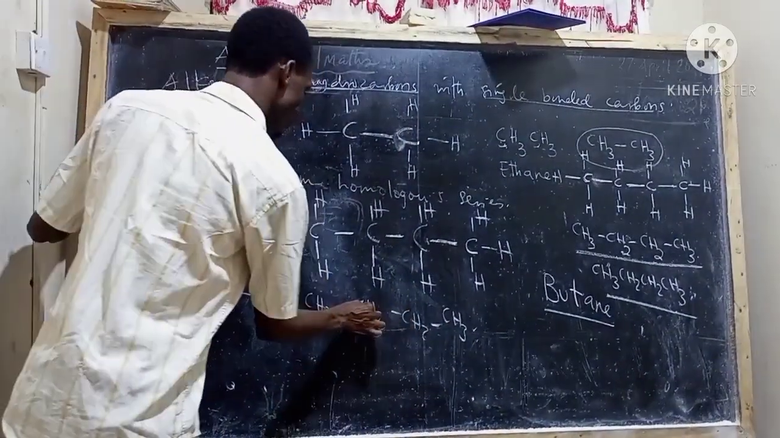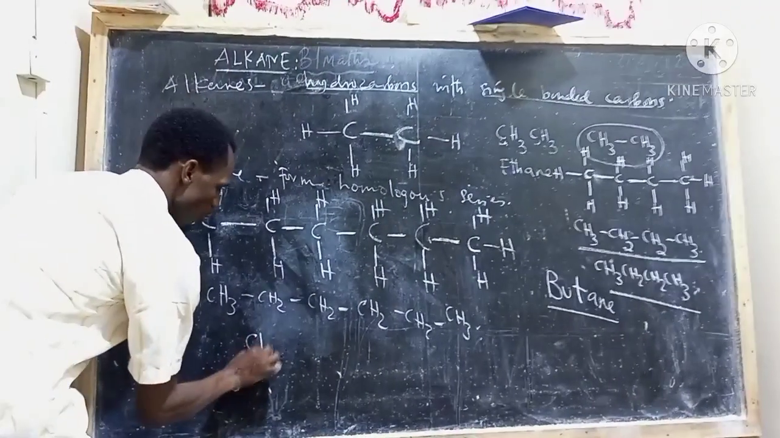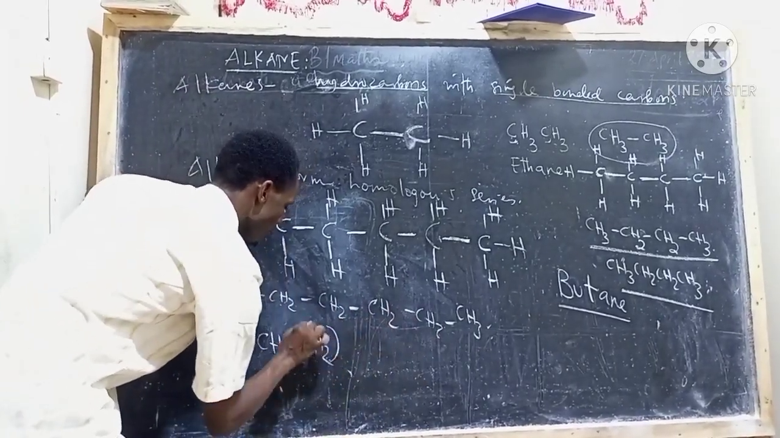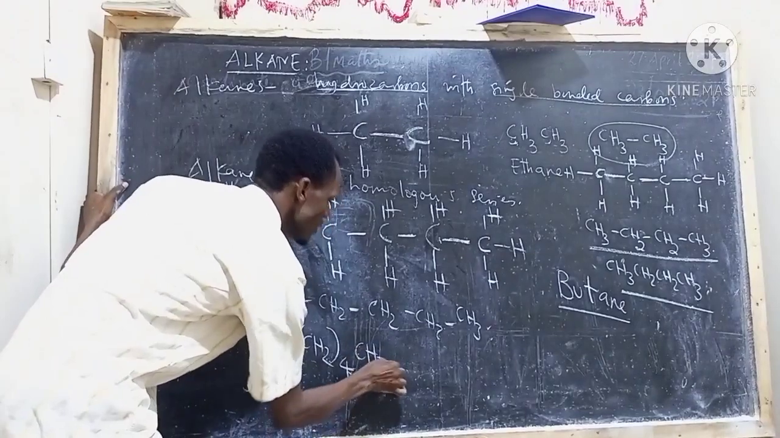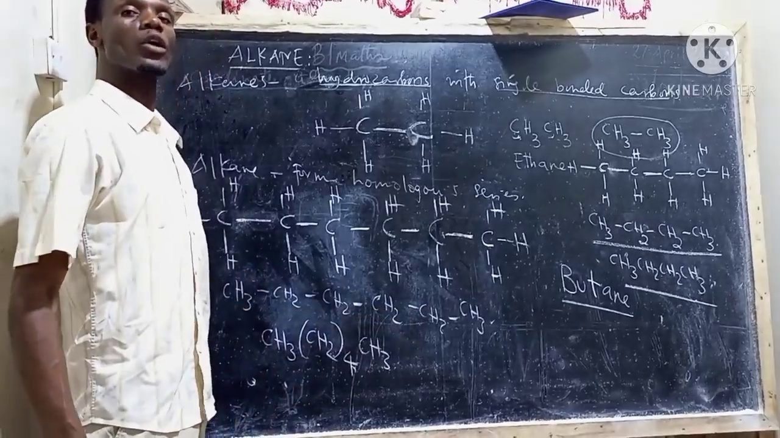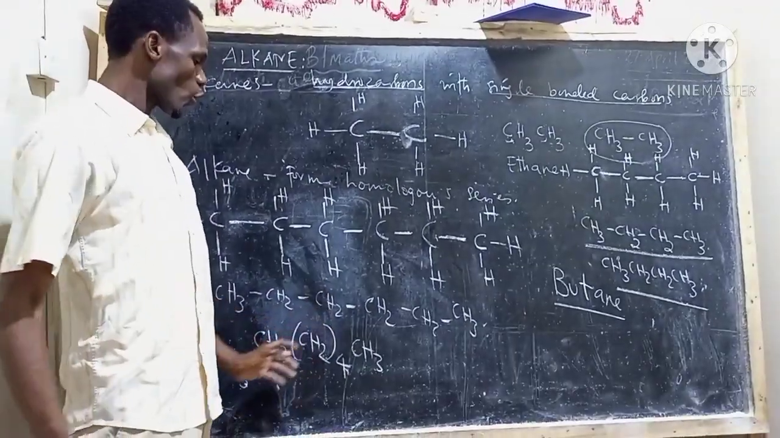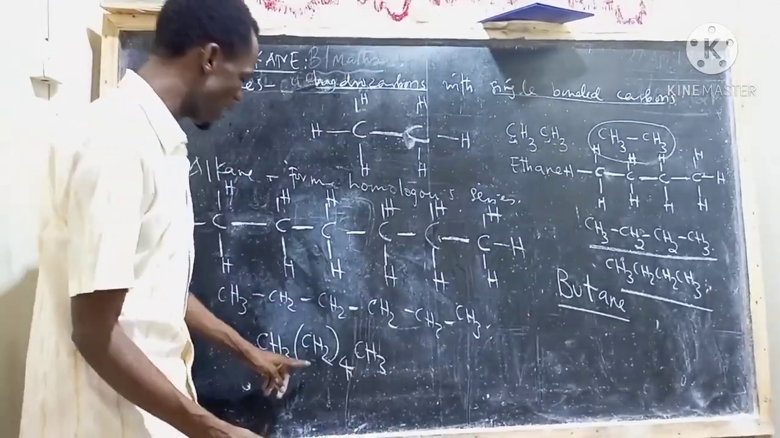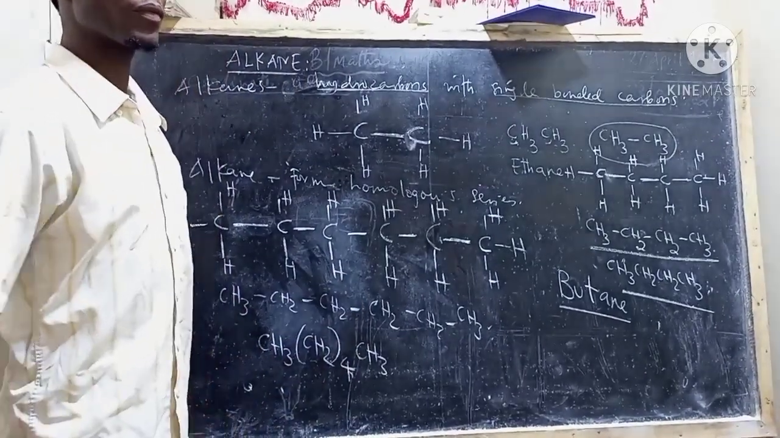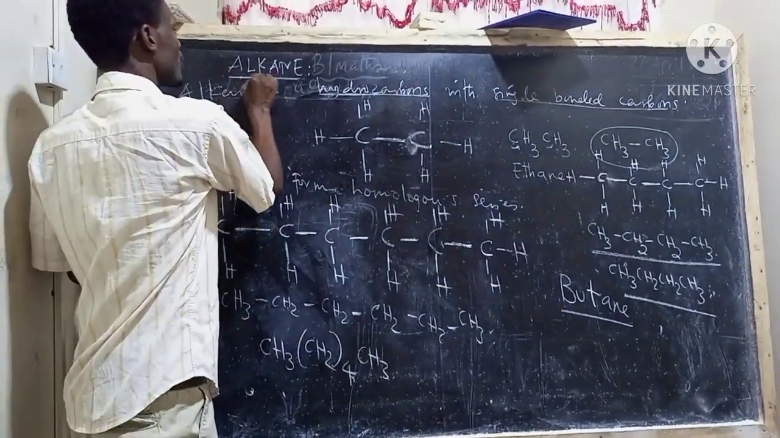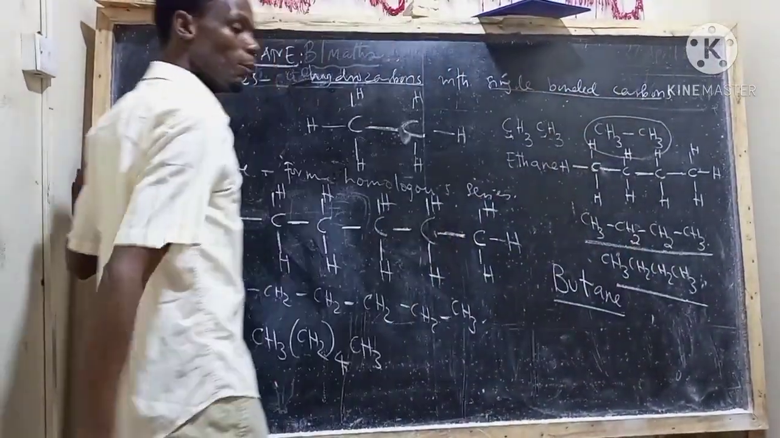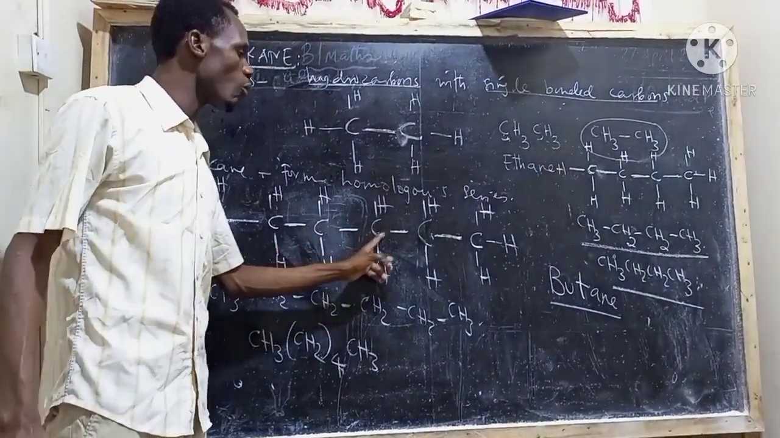So we have 1, 2, 3, 4. We may write in short CH3, then CH2 four times, then CH3. This is possible because there are four of them. These are like terms, so you may abbreviate them as this one. There are four CH2. So this is alkane. An alkane is a hydrocarbon with single bonded carbons, meaning these carbons are joined with single bonds.